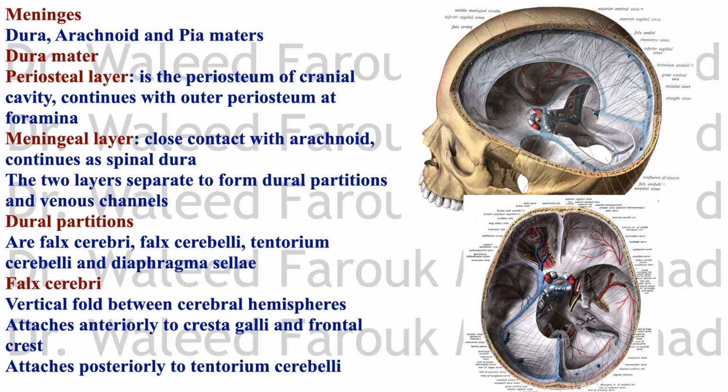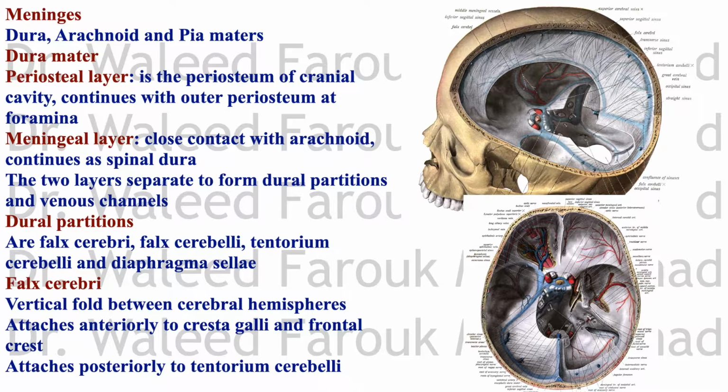We've seen what happens to the meninges in the spinal cord, and today we're going to discuss the organization inside the skull. The dura mater has two layers. The outer layer is called the periosteal layer. Actually, it's the periosteum of the cranium of the skull, also called endosteum or endocranium. It's continuous through the foramina with the periosteum on the outside of the skull.